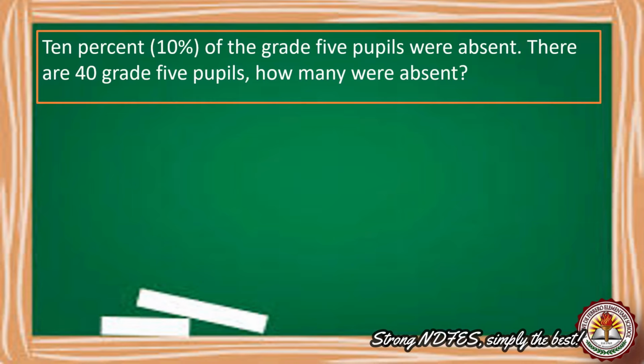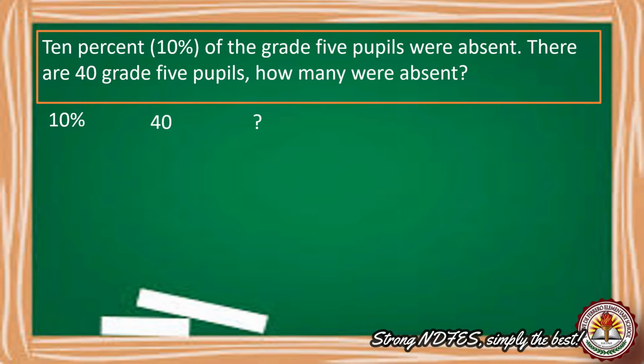Okay, children, let us have another example through problem. 10% of the grade 5 pupils were absent. There are 40 grade 5 pupils. How many were absent? Children, in this problem, we will find out that there is a missing element. And let us find out what is that element. First, let us write the given facts or the given numbers. We have 10% of the grade 5 pupils. We have 40, the total grade 5 pupils. And we have the unknown. So, let us find out what is that.